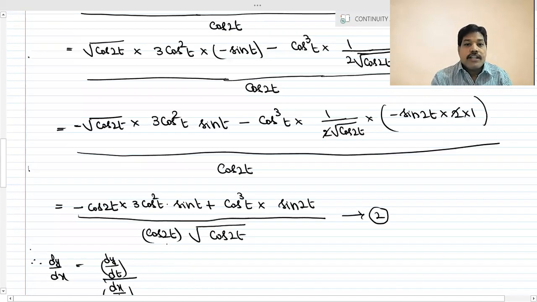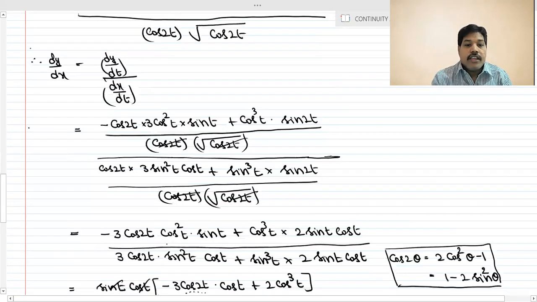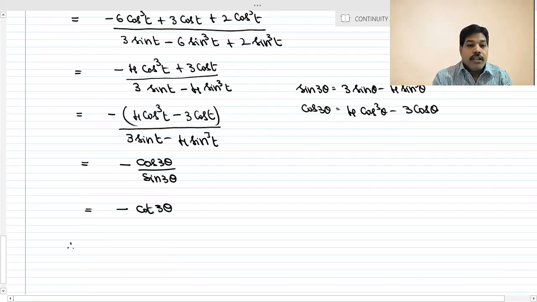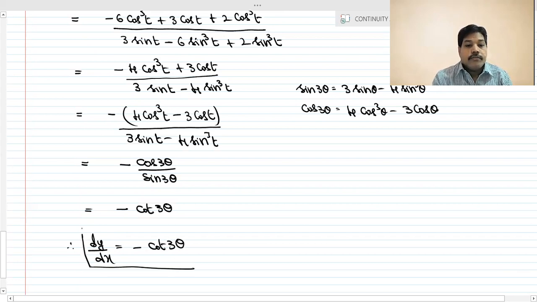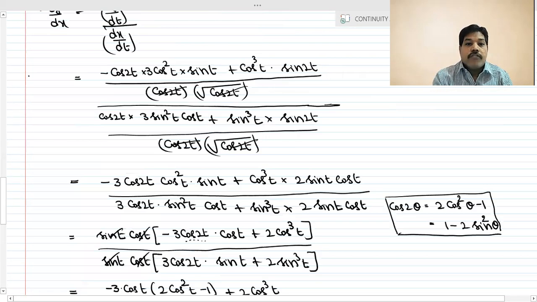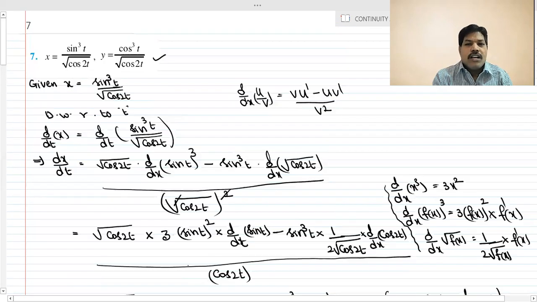So see that question once again, students. Therefore, at the end, what we get is dy by dx is equal to minus cot 3 theta. See that form once again. Those are the only formulas. Just write down the notes and practice that one.